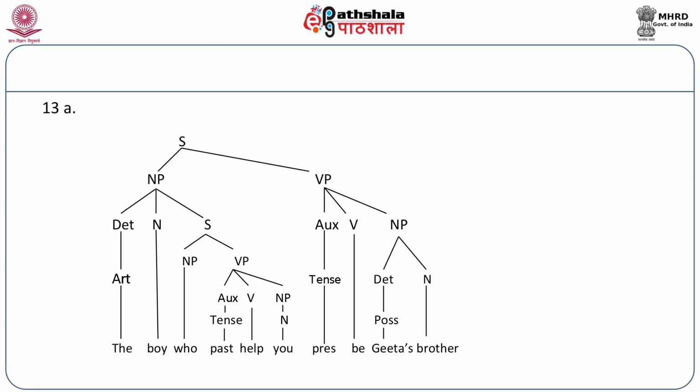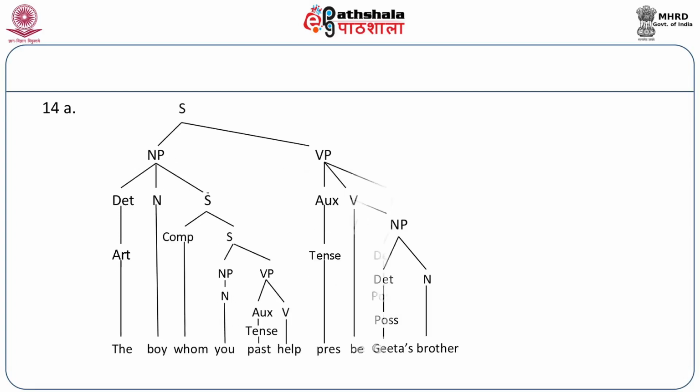Here in the subject phrase, which is a noun phrase, we have the boy, which is followed by the clause who helped you. This clause is part of the subject noun phrase, and here who is the subject of the clause, and since this clause has only a noun phrase and a verb phrase, we say that this is an S. It is not an S bar because there is no complementizer in this clause.